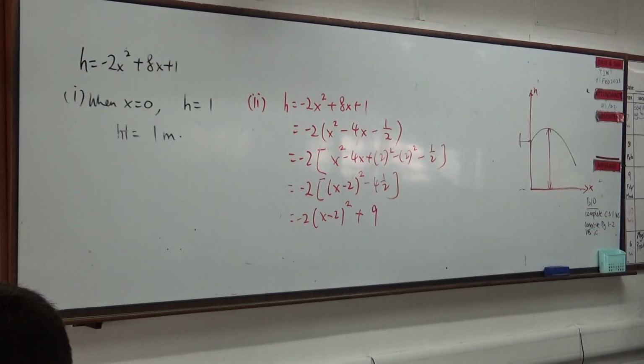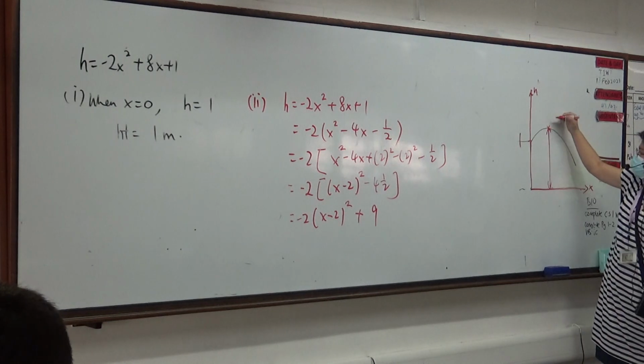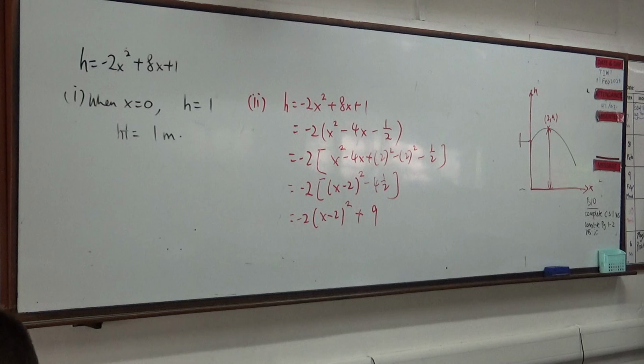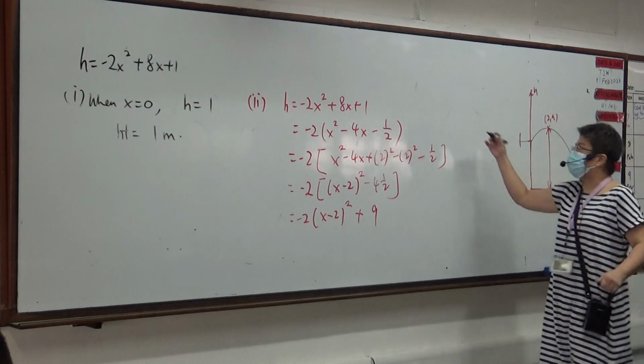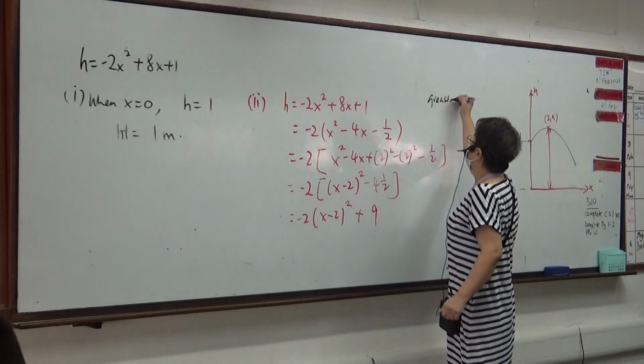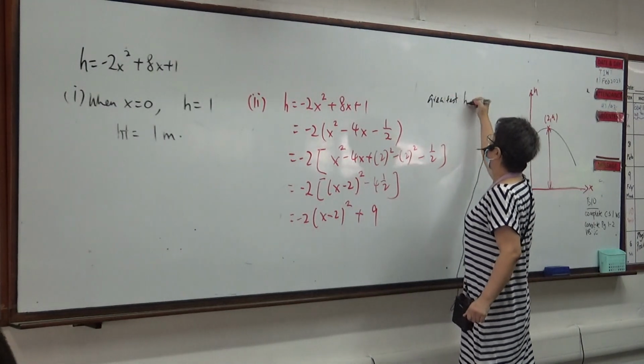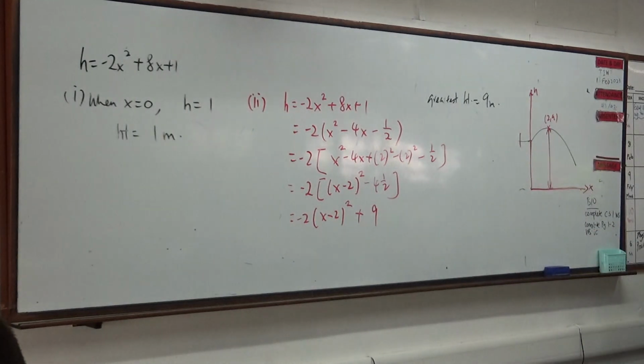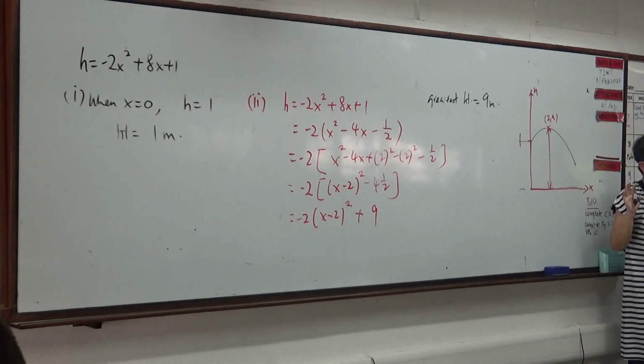Now, what's the meaning of that? That means this point is actually (2, 9), right? Yes or no? So how do I answer part 2? What did they say? The greatest height. So greatest height will be 9 meters. You understand? Can or cannot?